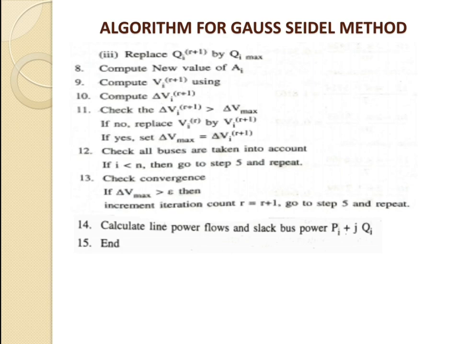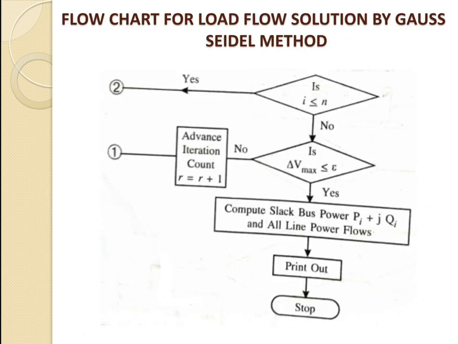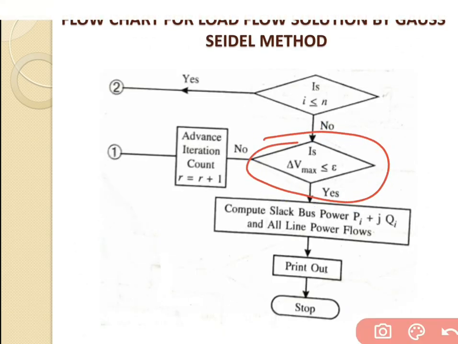If del V max is greater than epsilon, that is, if the condition del V max less than or equal to epsilon is false, then again we will advance the iteration count r equal to r plus 1, which is connected at point number 1 inside the flow chart.